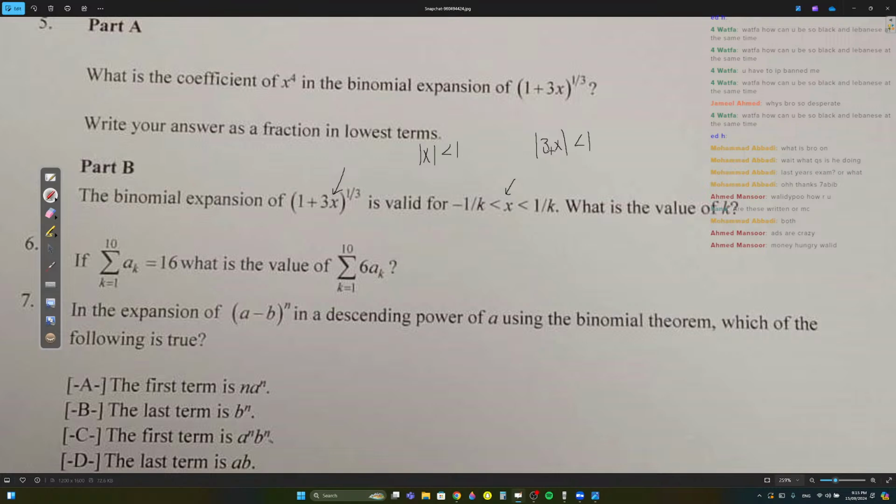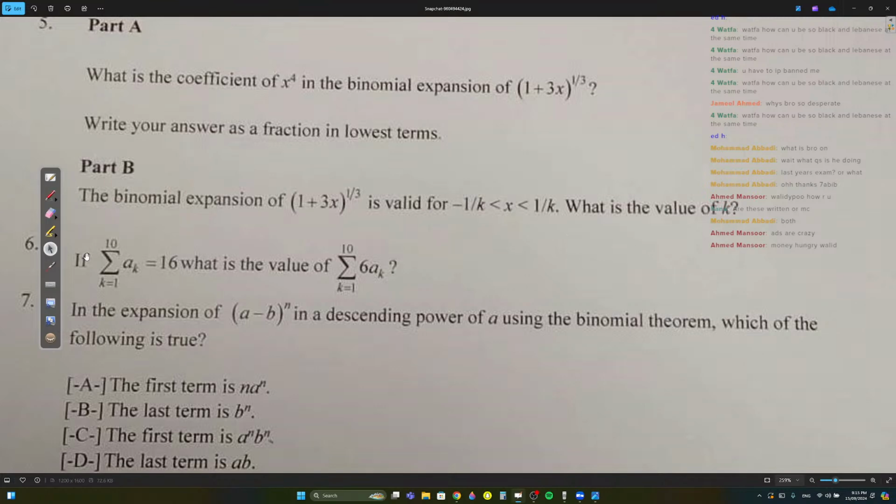So it's going to become absolute value of x less than 1 over 3 because you divide by this 3. Okay? Now, when you have absolute value of something is less than, here's what you write. You write x in the middle. You're going to put less than, greater than. Here you put 1 over 3. Here you put negative 1 over 3. That's it. Okay?